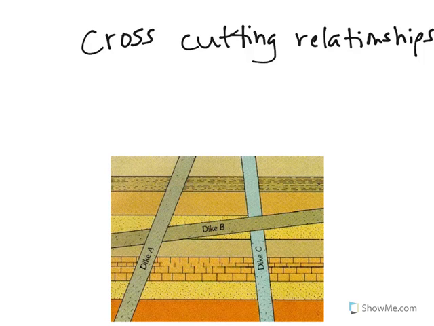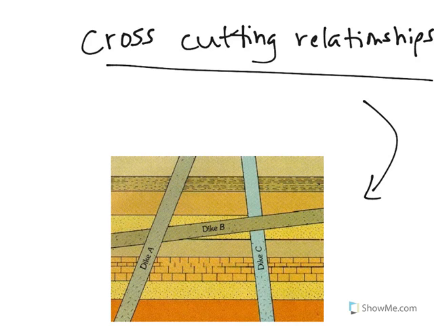So this next principle you're going to see is a really important one, especially when you get to the homework. And this is dealing with cross-cutting relationships. So cross-cutting relationships basically states that if you have one object cutting across another, that second object had to have happened after. So let's take a look at this picture here.